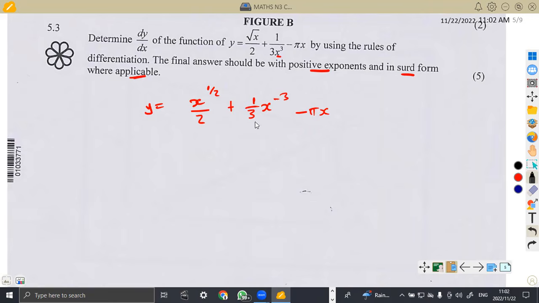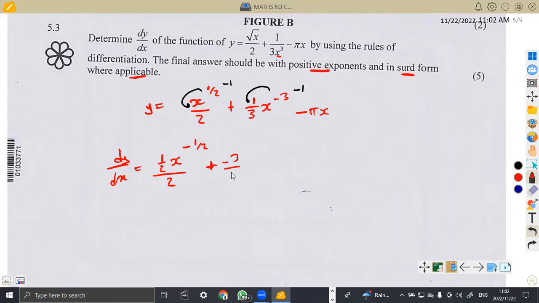Remember the derivative, we have to drop the exponent, then we subtract 1, we drop the exponent, we subtract 1, and so forth. Okay, so that's dy dx. If I'm to drop the exponent, it's going to be half of x. If I subtract 1, half minus 1, that's minus half, over 2. We do the same, we drop the exponent, so it's going to be minus 3 times a third, which is minus 3.